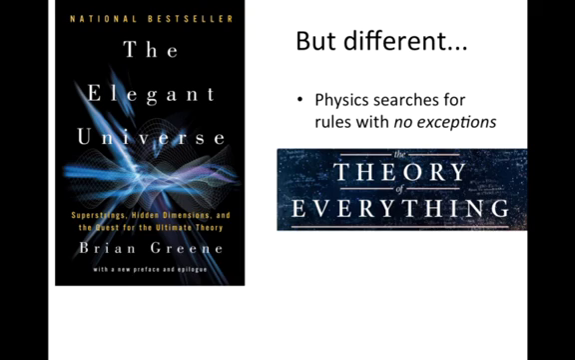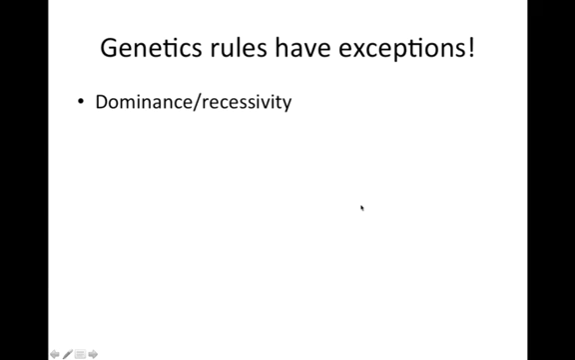And you can see this when you look at some books about physics. You know, the theory of everything, the elegant universe. That physics is really searching for rules that have no exceptions. So physics already has extraordinarily strong rules that can explain almost everything, and they're constantly pushing towards rules that have fewer and fewer exceptions, towards trying to really have a single theory of everything. But genetics rules, though powerful, always have exceptions.